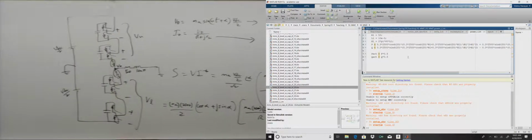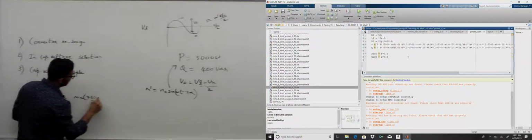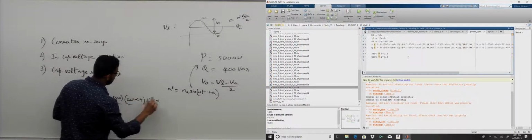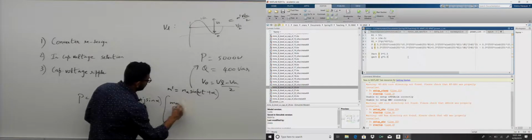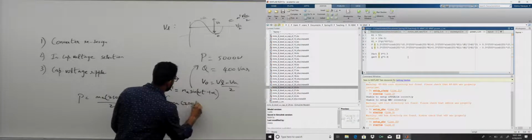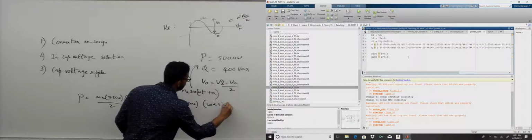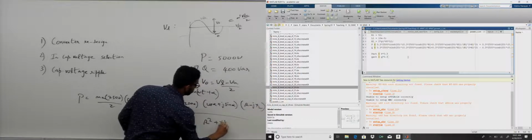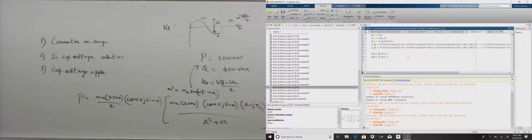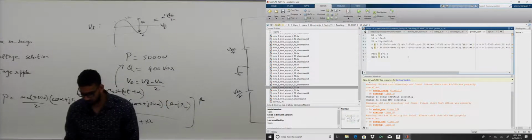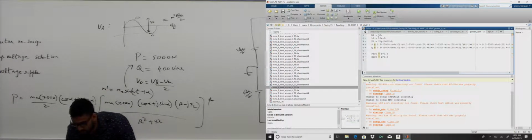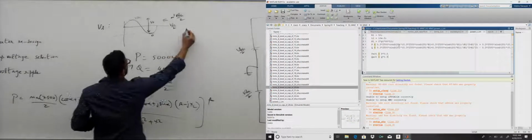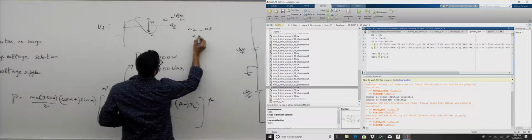P as MA times 2500 by 2 cos alpha plus j sin alpha, times MA times 2500 cos alpha plus j sin alpha, times R minus jXL by R squared plus X squared, the whole conjugate. You expand this out and then you get this answer. So 0.3 here is MA and 20 is alpha. So I have taken MA to be 0.3, alpha to be 20 degrees.